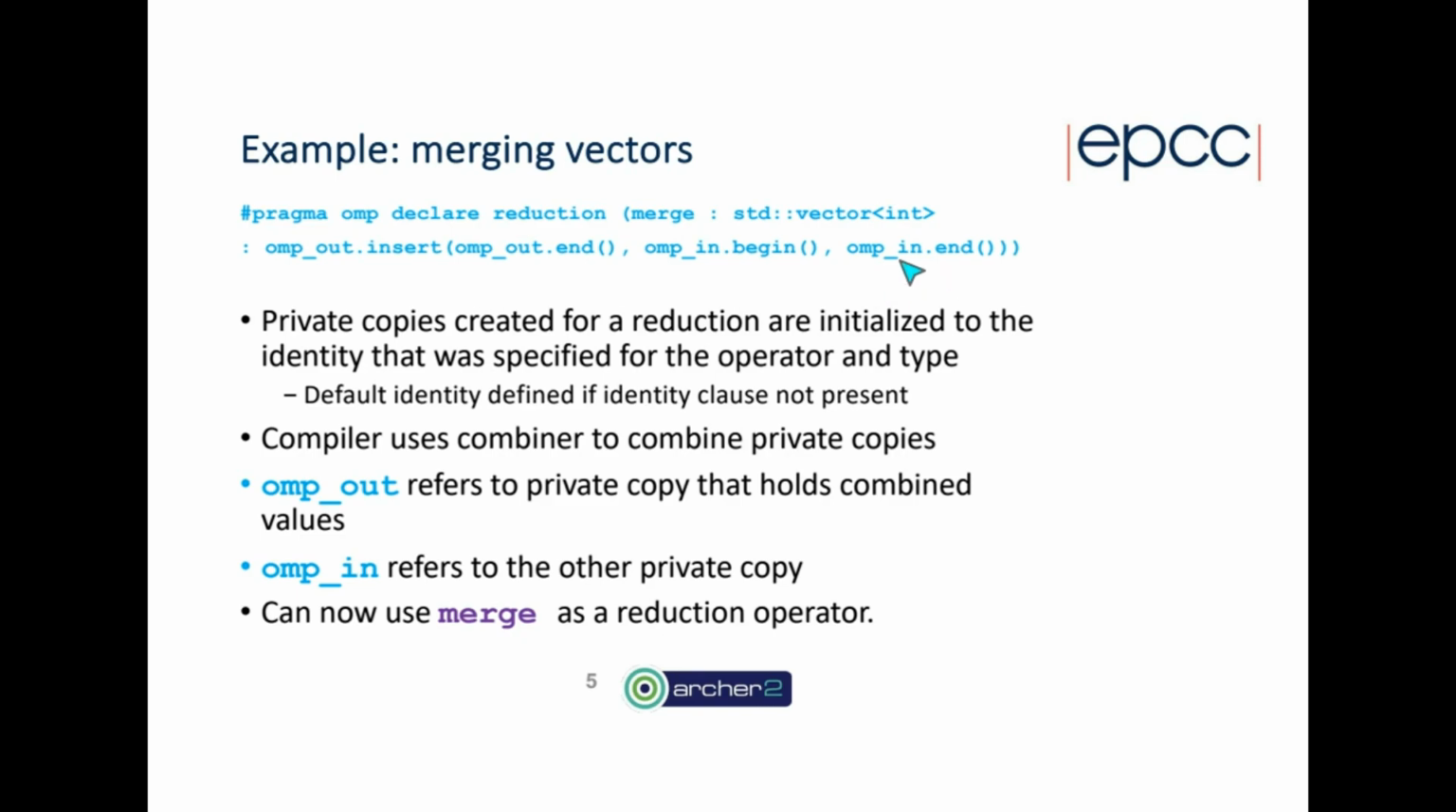You have to know what the signature of the insert method for vectors is here. It says basically this is where to put it, this is the start of the things you're going to add, and this is the first element and this is the last element of the things you're going to add. So this little expression will take omp_in and omp_out vectors and produce in omp_out the concatenation of the two. Once I've done that, I can just use merge in a reduction clause on parallel regions or parallel loops in the normal sort of way.